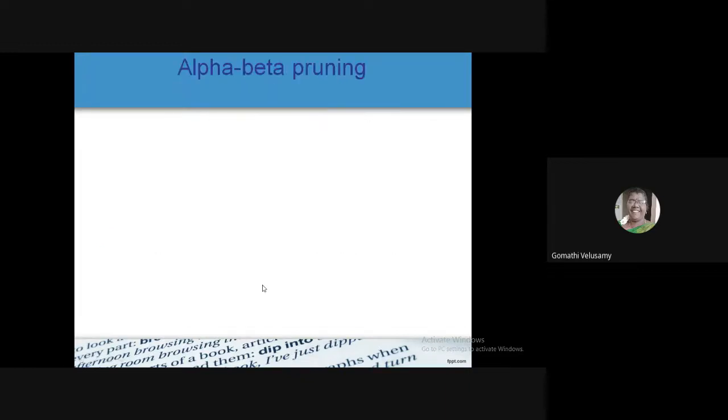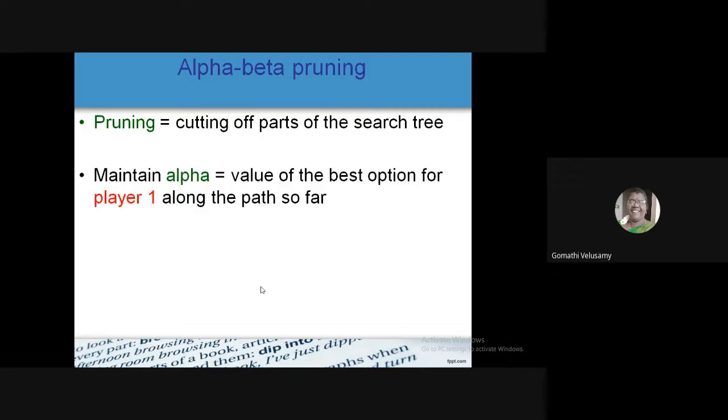Let me continue further with the visualization of alpha beta pruning, where you are going to cut off some parts of the search tree. Rather than searching the entire tree, you are going to take only a portion. That idea is called pruning. That is minimizing the search area. You can take it that way.